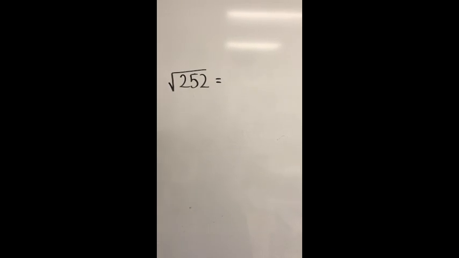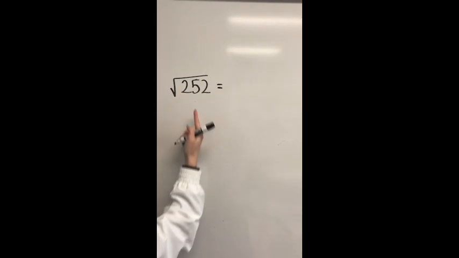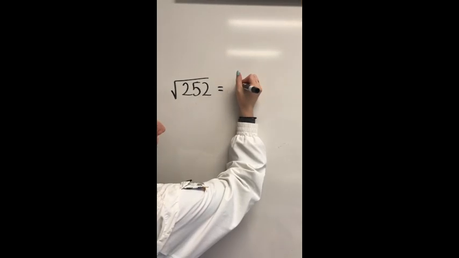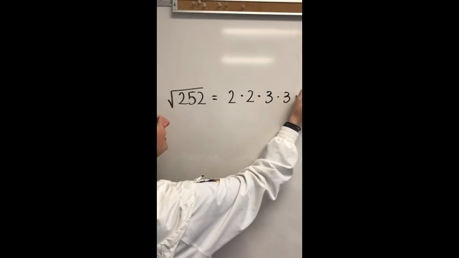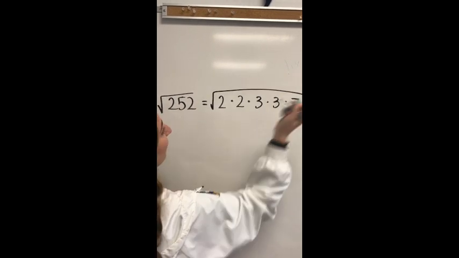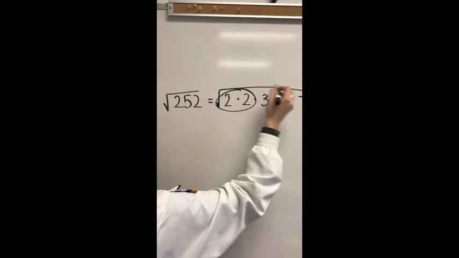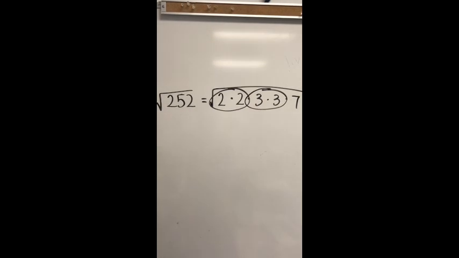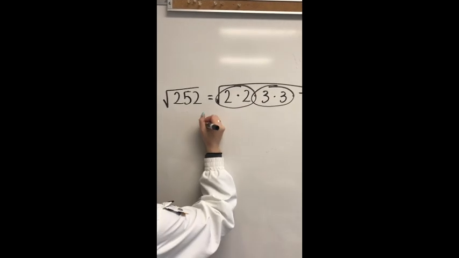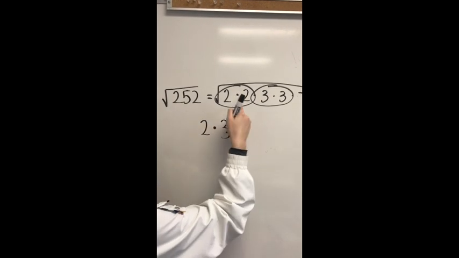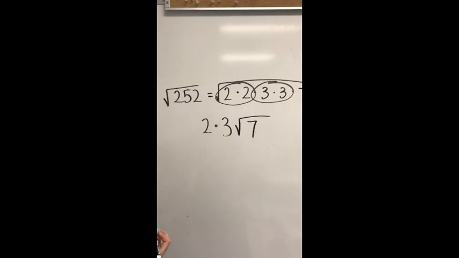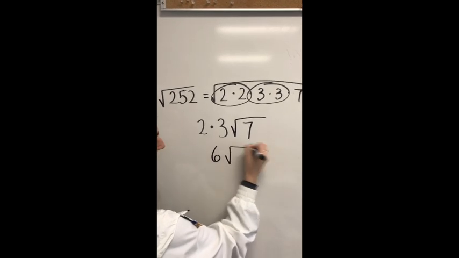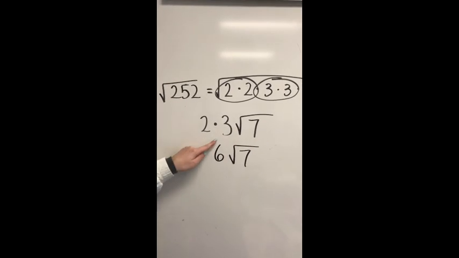Alright, so what you're going to do is find the prime factorization of the number inside the square root. So you're going to get 2 times 2 times 3 times 3 times 7, and square root all that. So this is a pair, this is a pair, and then you're left with 7. So then you're going to get 2 times 3, from those pairs, and the square root of 7. And then you're going to be left with 6 and the square root of 7, because 2 times 3 is 6.